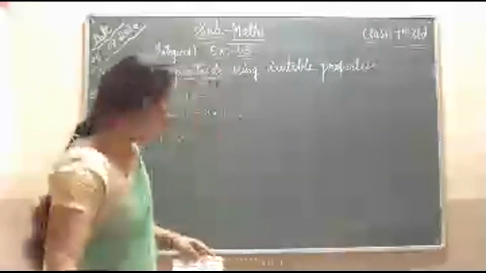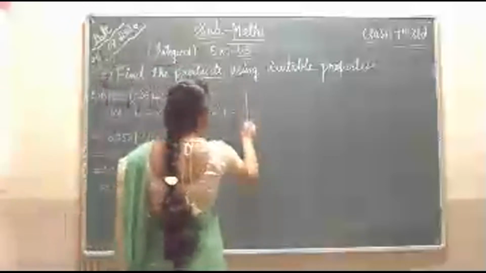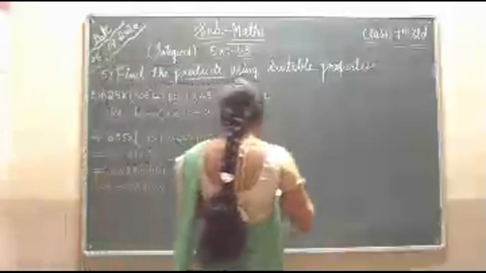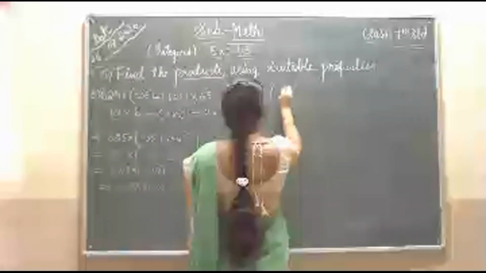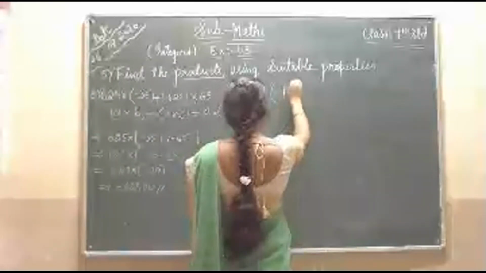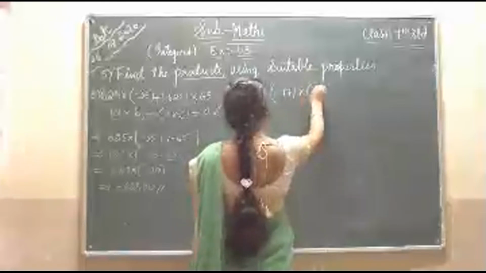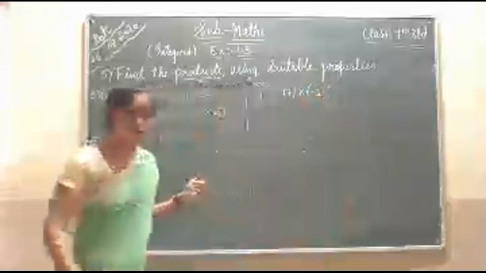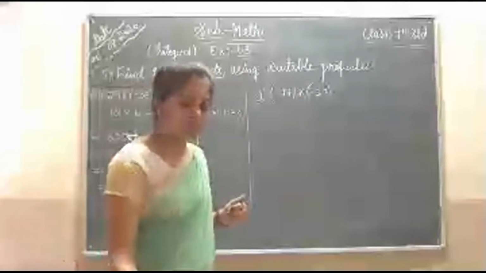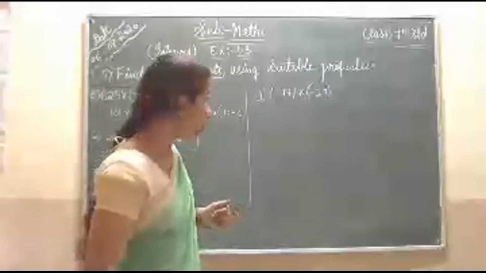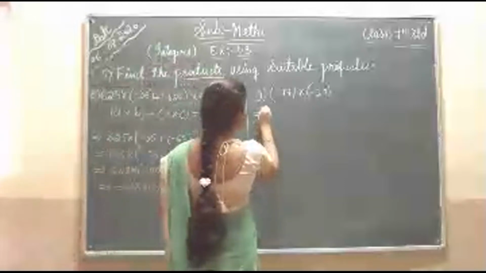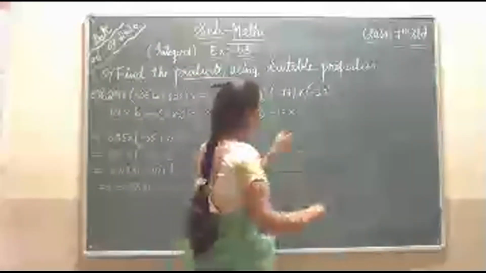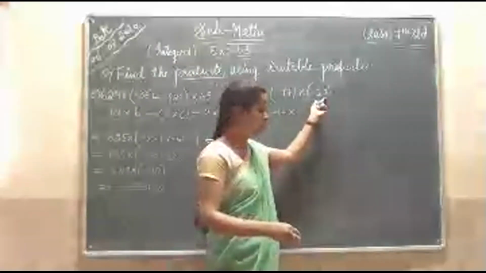Next, G part. Minus 17 into minus 29. Only there are two integers. So, what should we do here? Minus 17, keep as it is. Take this 29.